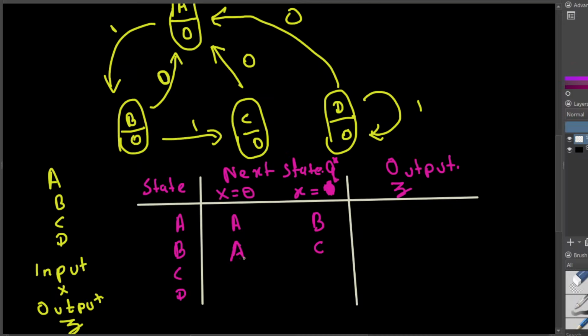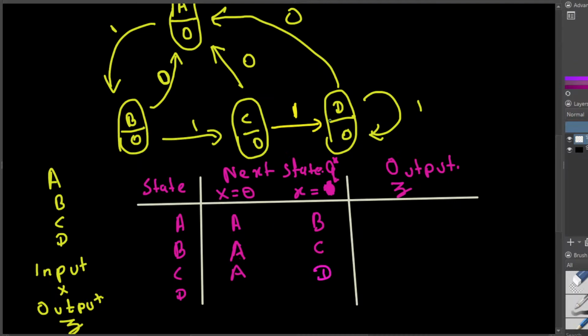Okay. Let's look at the C. When input is 0, where is the arrow going? It's going toward A. So this is also A. And when the input is 1, it's going to the D. So it's going to be D right here.